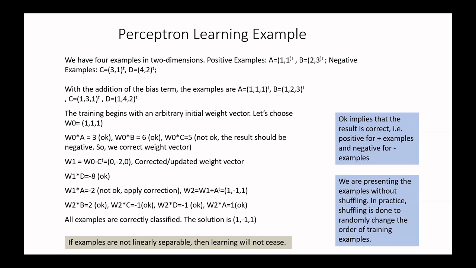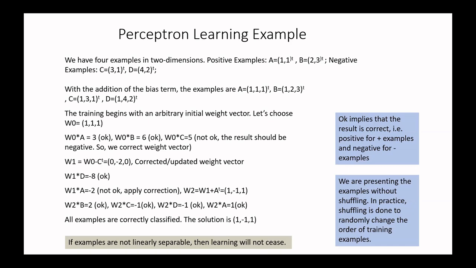When we do that, we get a negative result. Now for A, we should be getting a positive result. So what we need to do is apply a correction. In this case, we need to add vector A, which is being misclassified, to our current weight vector. So when we do that, the resulting weight vector is 1, -1, 1.